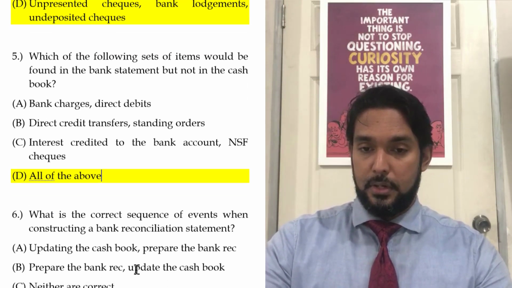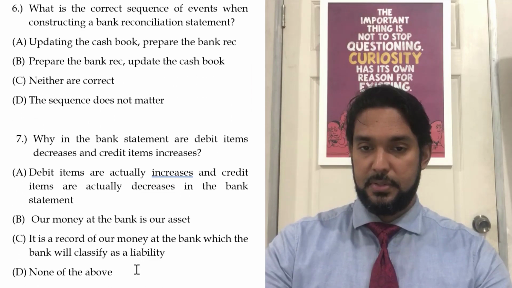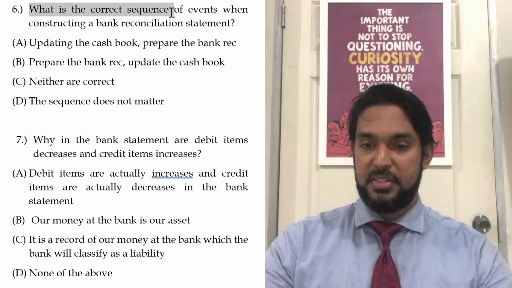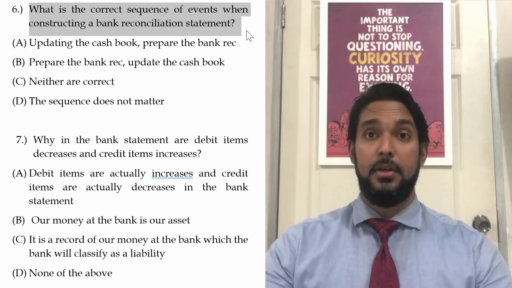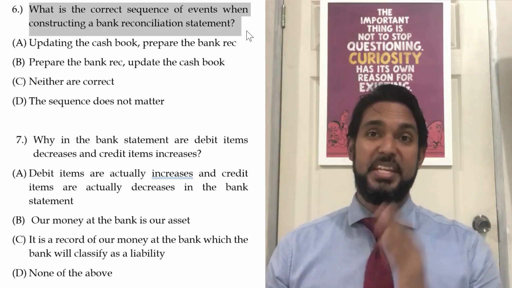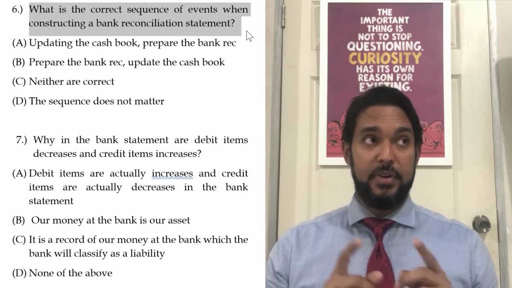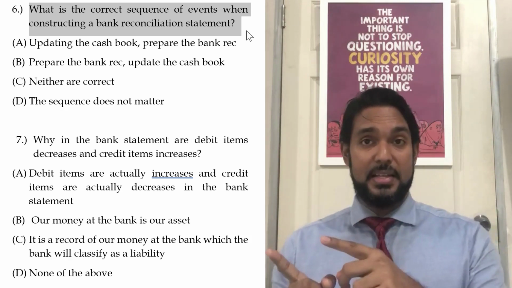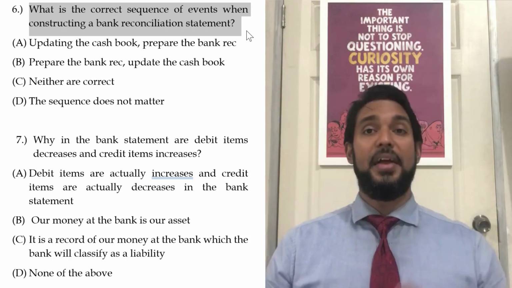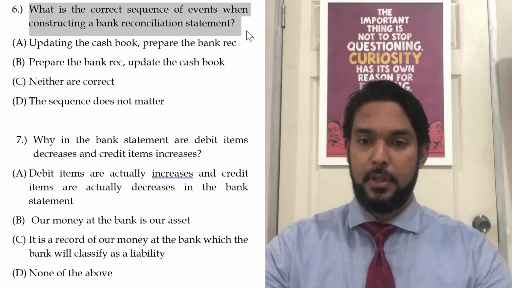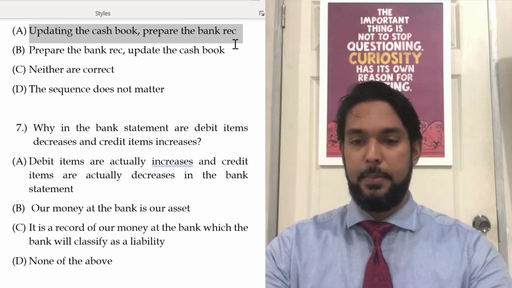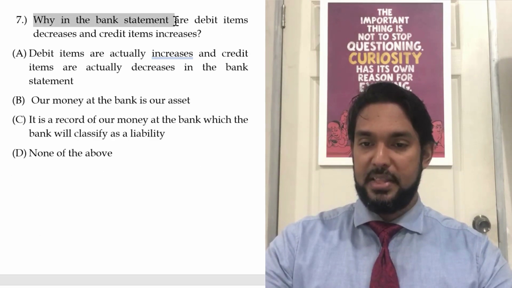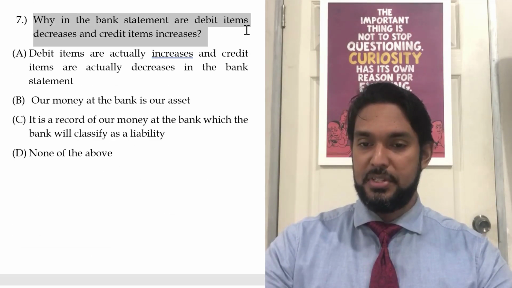Okay, let's scroll on to number 6. What is the correct sequence of events when constructing a bank reconciliation statement? We are supposed to update the cash book first for information the bank statement has that the cash book does not. And then we do the Bankrec. So update cash book, prepare Bankrec. Yep, that's it there.